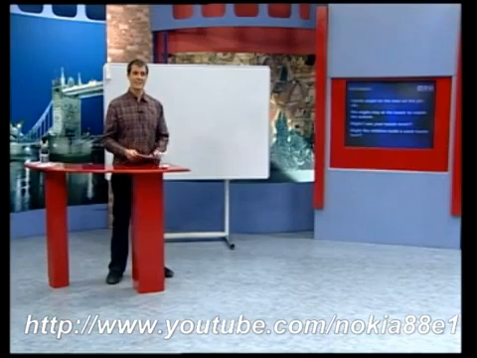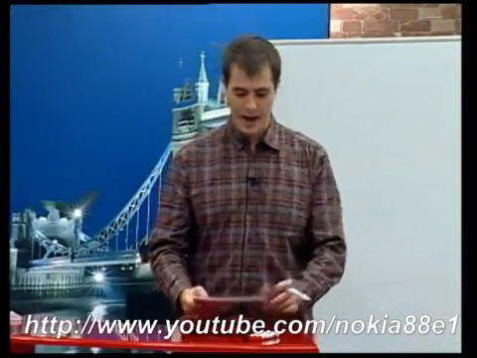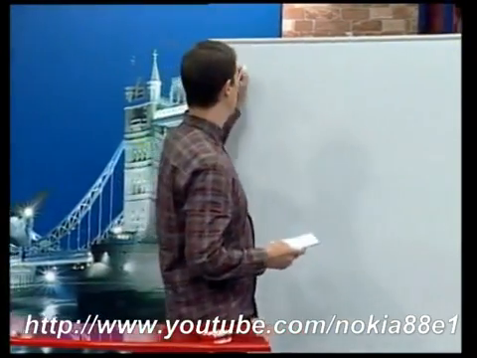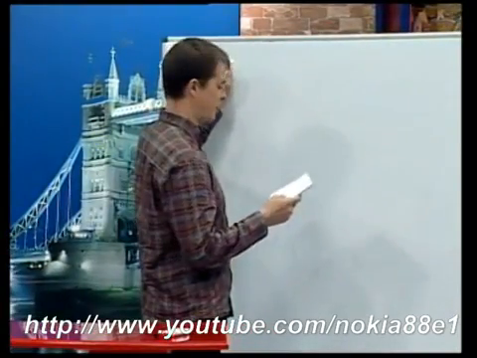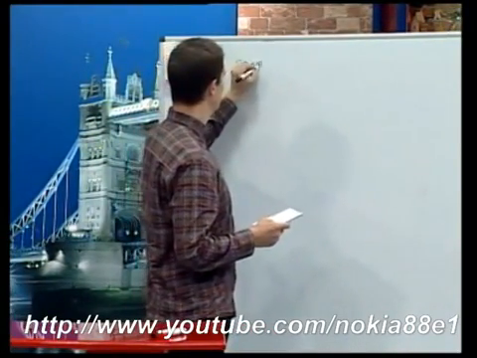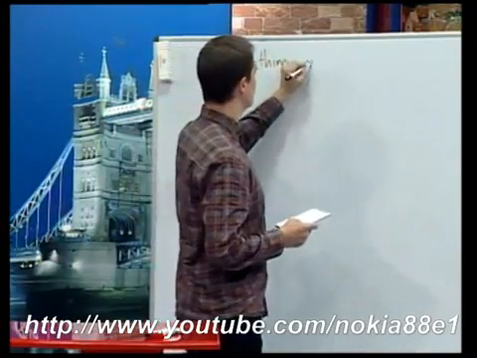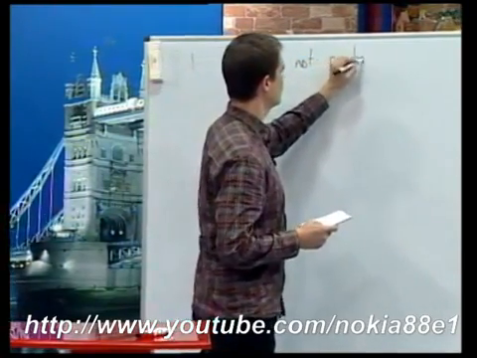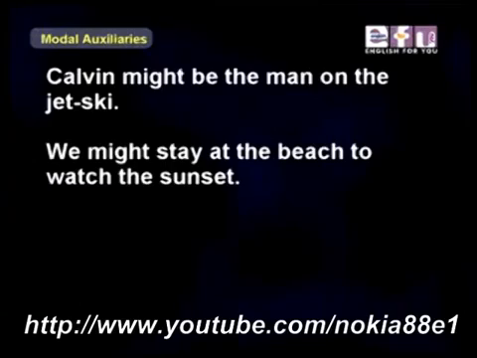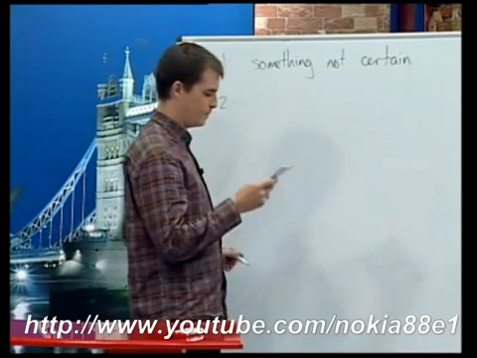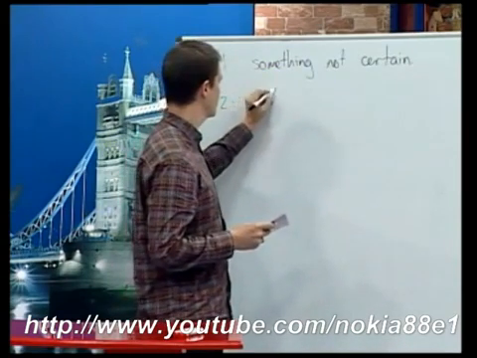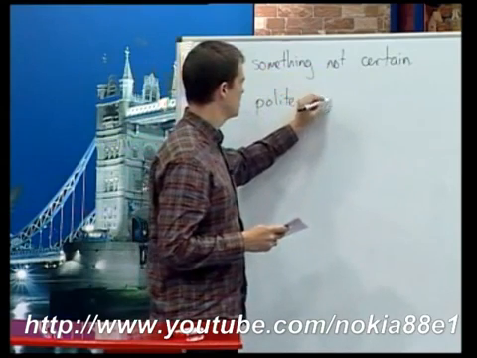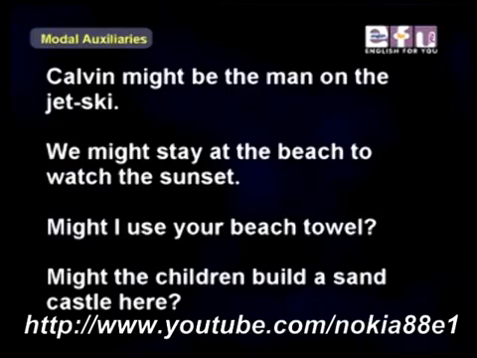Okay, now might is a modal auxiliary, and it's used in two ways. The first way, it's used to express something that's not certain. It's like maybe. So the first two sentences, might is used this way. The second way it's used is for polite requests. And in the second two sentences, might is used this way.